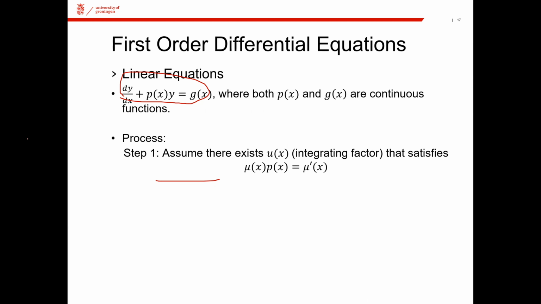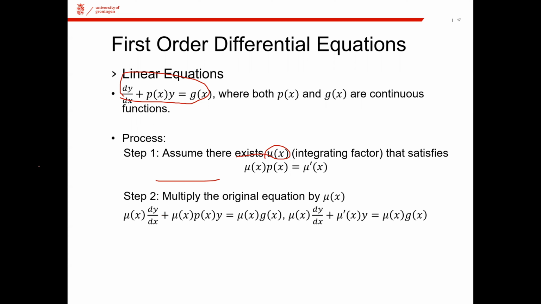Okay, there are several steps to solve this equation. The first step is to assume there exists a mu(x) that satisfies mu(x) times p(x) equals the derivative of mu. So this is a typo here. It's not u(x), it's mu(x). And then we multiply the original equation by mu(x). So we have this one.